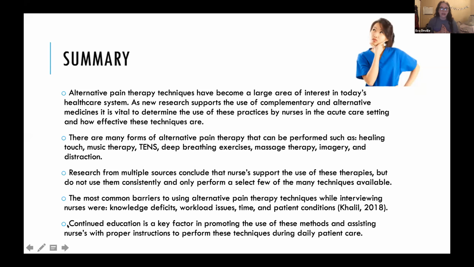but being a nurse, we have that responsibility for caring for our patient. If that means using some kind of alternative therapy, then we need to do it if it takes a couple of minutes. Continued education is a key factor in promoting the use of these methods and assisting nurses with proper instructions to perform these techniques during patient care.